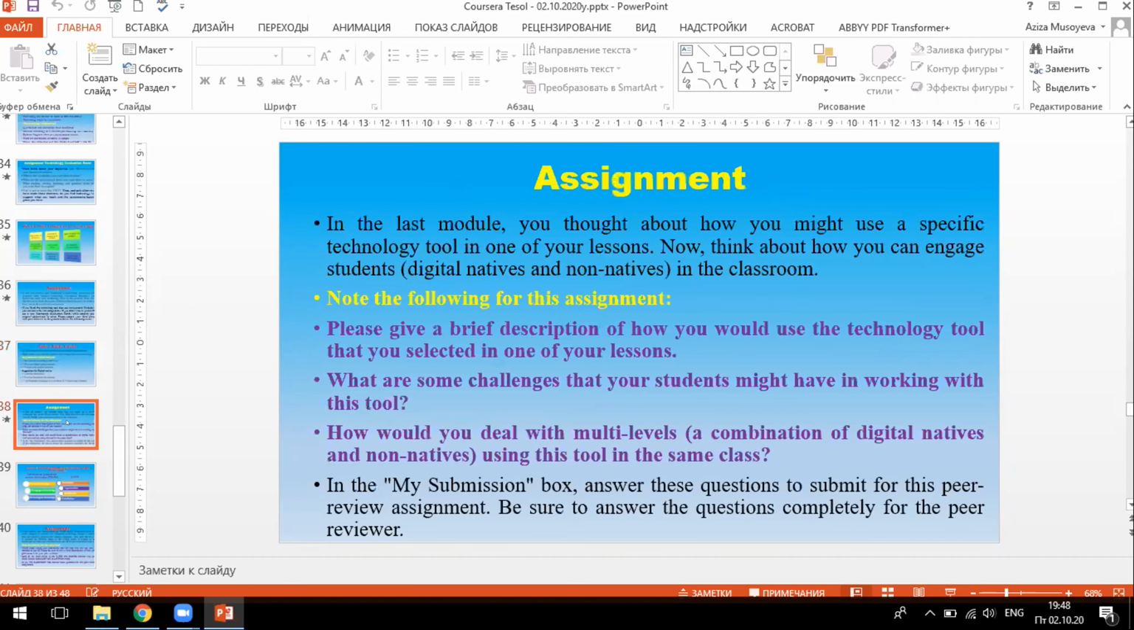Okay, so in the assignments, they ask you to please give a brief description of how you would like to use the technologies that you selected. So you just write there about the technologies that you chose. Then you state the challenges that students might have in working with this tool, and how you would deal with multi-levels. So you will write about this there.